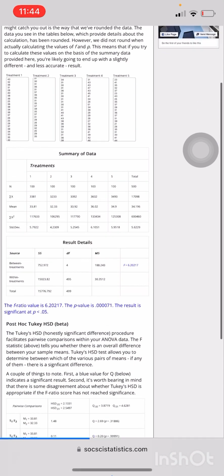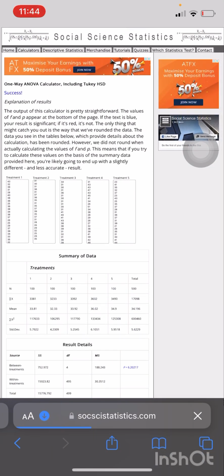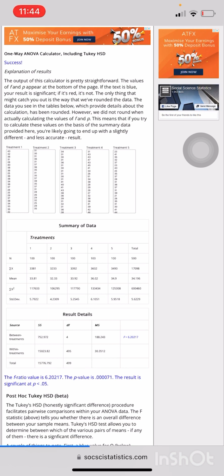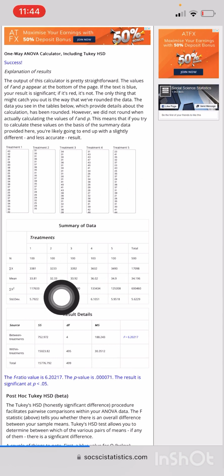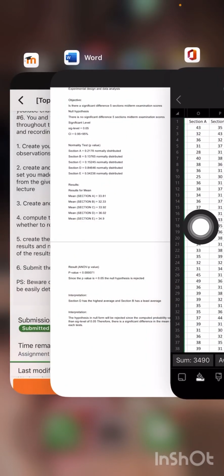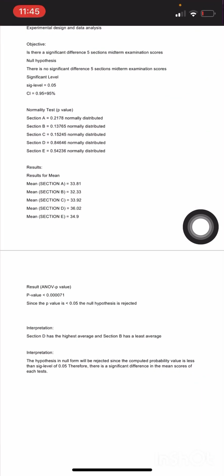So the p-value is 0.00071. The result is significant at p less than 0.05. So this is the result, the treatments and the result details. And we will go back here to our Word file.